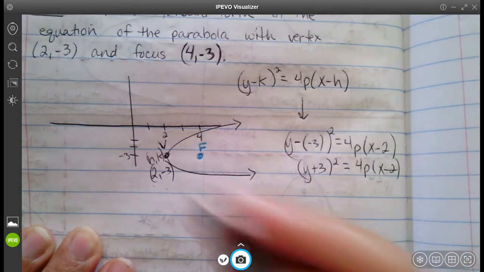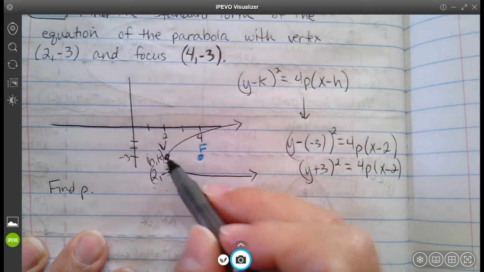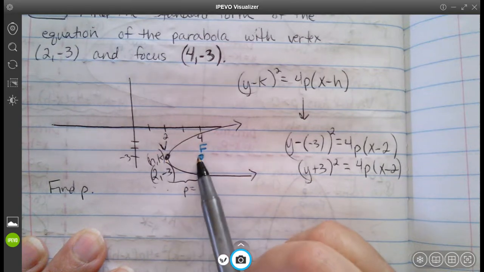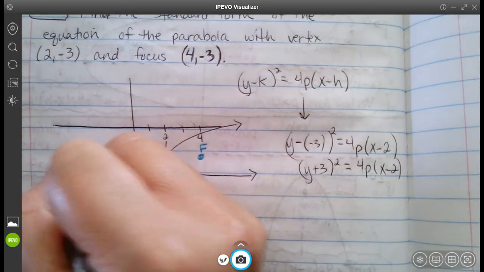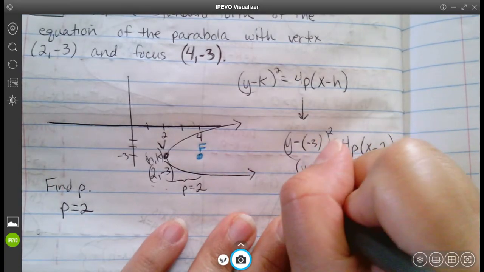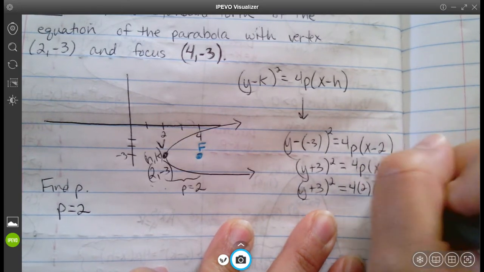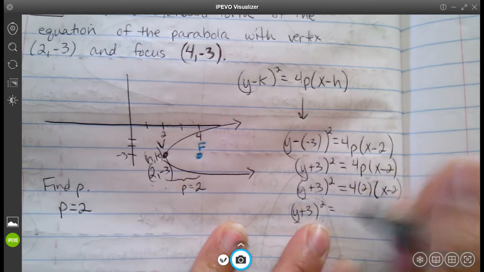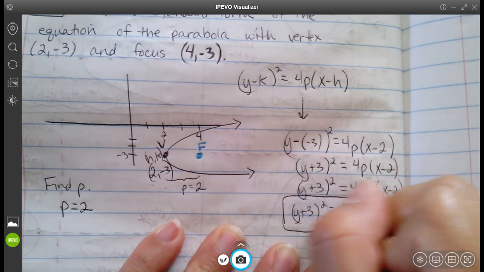So I'm going to find p. How am I going to find p? Well, p is the directed distance between here and here. So what is the distance between 2 and 4? Well, it's just 2, right? 1, 2. So p equals 2. Okay, so I'm going to plug that in. So y plus 3 squared is equal to 4 times 2, and then x minus 2. Y plus 3 squared equals 4 times 2, which is 8, times x minus 2, and we are done.